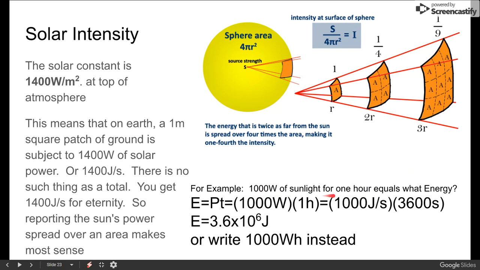Let's say you have 1,000 watts of sunlight for 1 hour. What's the energy? You just multiply the watts of sunlight exactly like before. Now, if I say it's 1,000 watts of sunlight per square meter, then you'd say I got 3.6 million joules in a square meter. That's the only difference between an intensity calculation and a straight up power to energy.